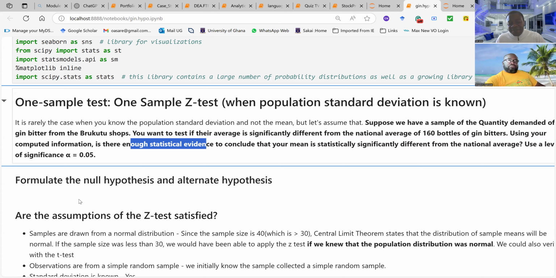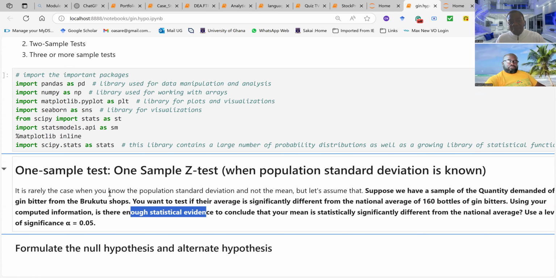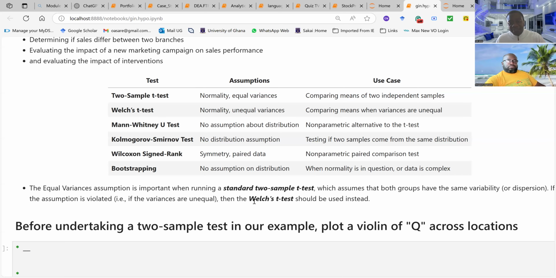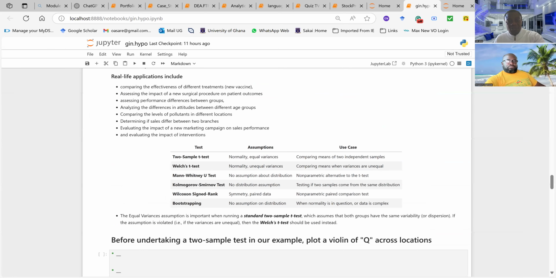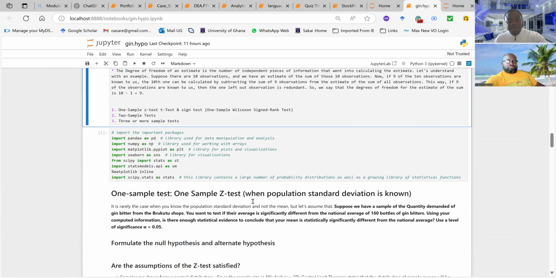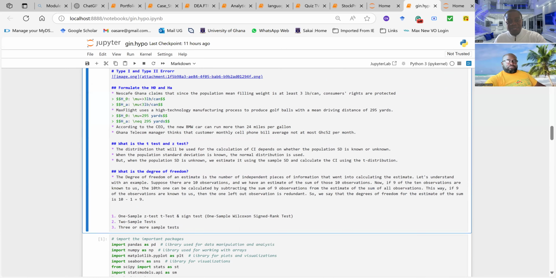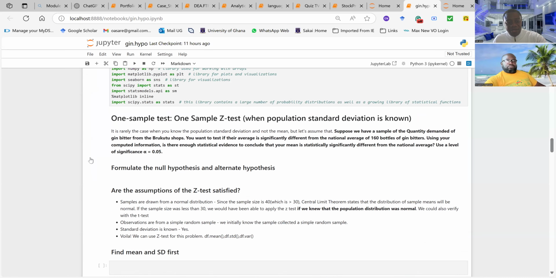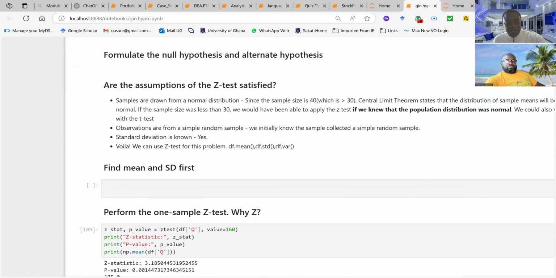I've kept it empty here. Who can formulate the null and alternative hypothesis for us? Remember, we just did an example right here. Who can formulate the null and alternative hypothesis? Now remember, the one that we have is here.